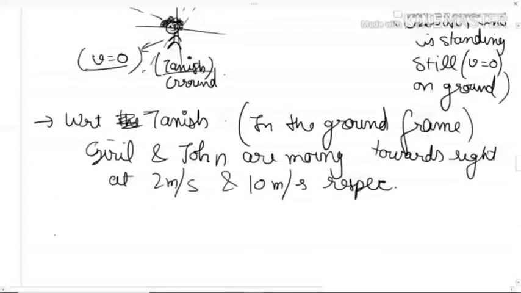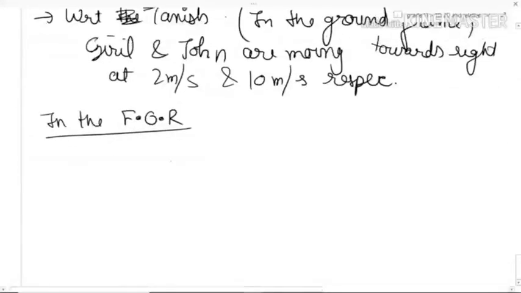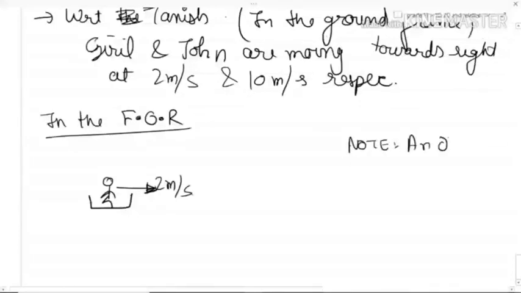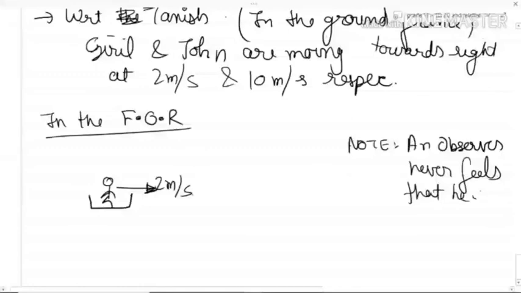Now, the second frame is the frame of reference of Cyril. Let's see how Cyril will observe things. Now, if Cyril is moving with a velocity of 2 meters per second to the right, Cyril will never say I am in motion. Please remember, an observer never feels that he is in motion. The world around him is moving.